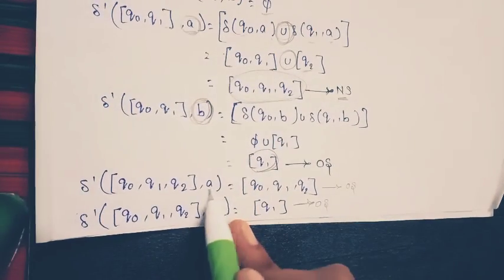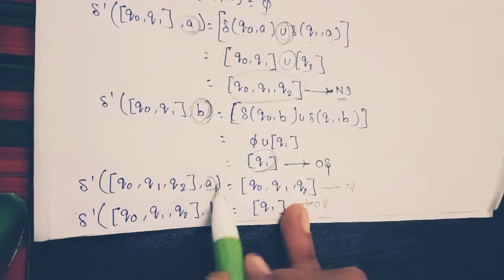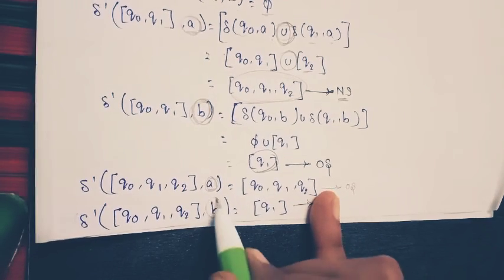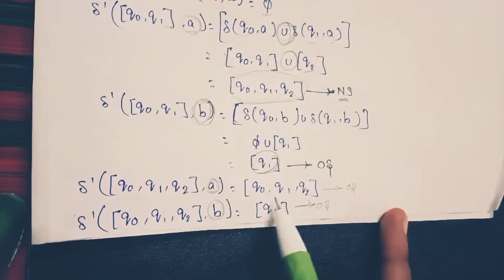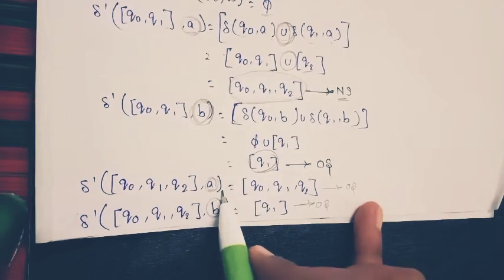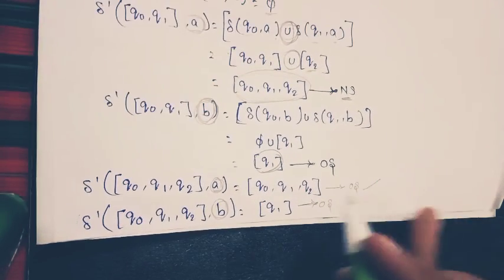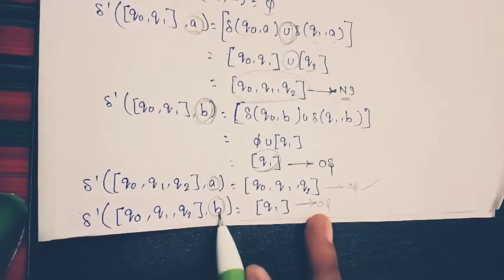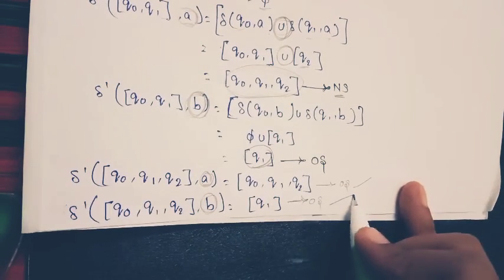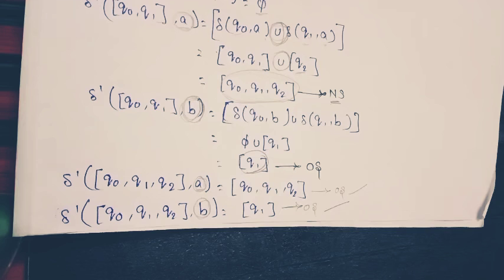I just computed for A, input symbol A for once, and then with input symbol B for once. So I got that. Again with A I did, and I got the same, so I am considering it as an old state. And now I computed with B. I got Q1. So Q1 is also an old state. So let's move further.